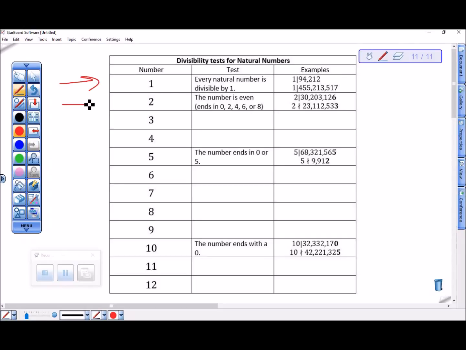Okay, so our rules so far: for 1, every number is divisible by 1. For 2, it's divisible if the number is even. For 5, it's divisible by 5 if it ends with a 0 or 5. And for 10, it's divisible if it ends with a 0.